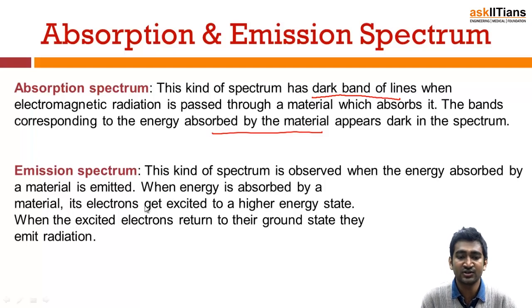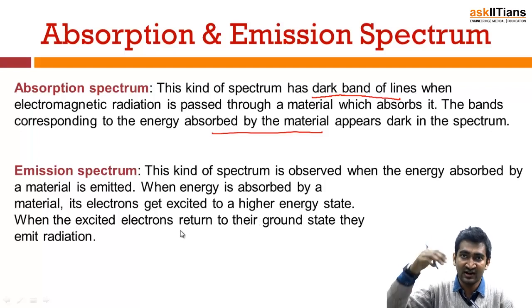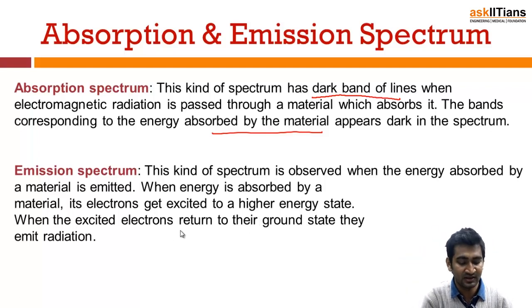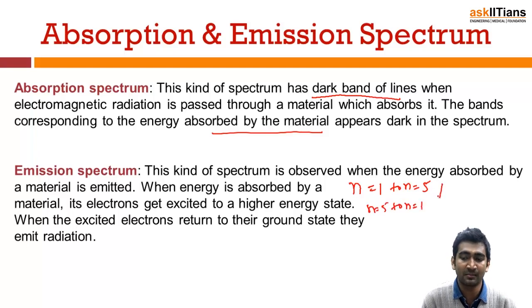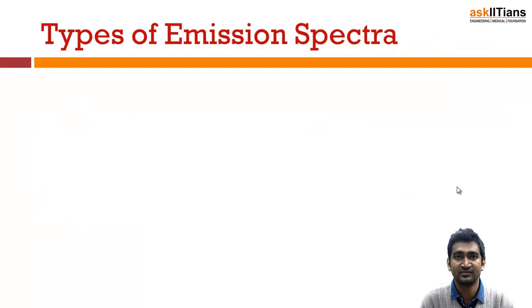It actually gets excited to a higher state first, and then while returning to the ground state, for example, if it is excited from n equal to 1 to n equal to 5, meaning from the first to the fifth orbit, and then comes back from n equal to 5 to n equal to 1, it will emit radiations of light, the spectrum of light. That is known as the emission spectrum, basically.